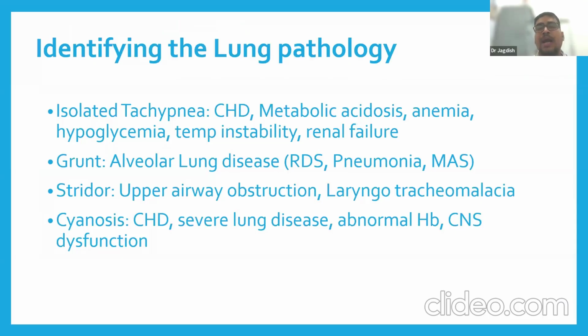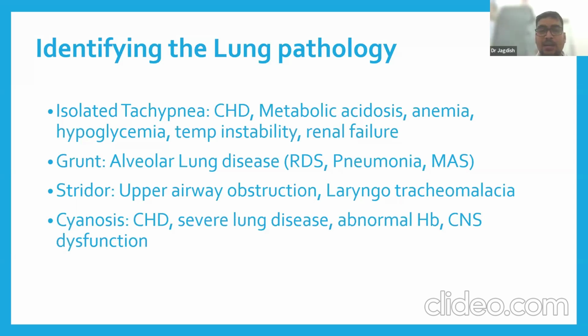So next, identifying the lung physiology. How do you know if the baby has isolated tachypnea or tachypnea associated with grunting, stridor, retraction? If it is an isolated tachypnea, maybe the cause is not related to lung pathology. It may be because of congenital heart diseases, or metabolic causes like hypoglycemia, hypothermia, acidosis from renal failure, anemia. If the baby is having grunting, indirectly it tells me that the alveoli are collapsed, and alveolar lung diseases like RDS, pneumonia may be the cause.